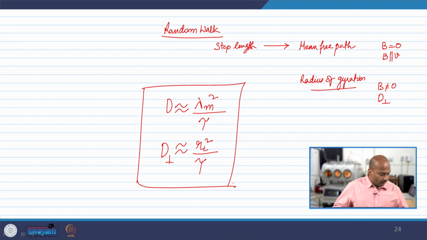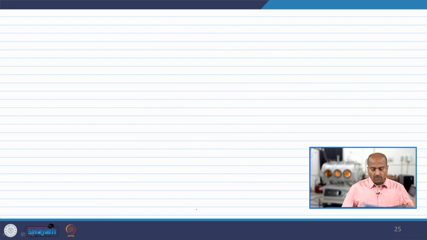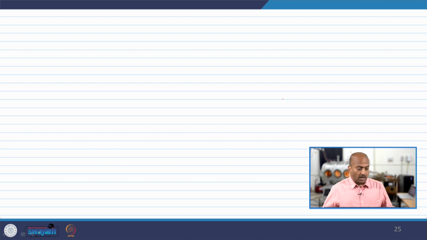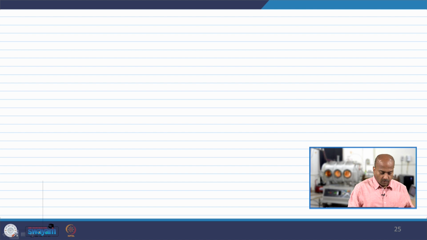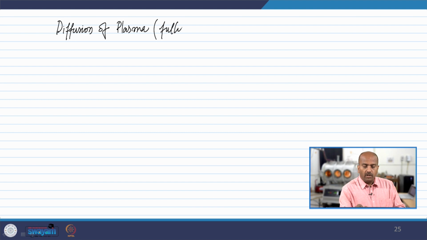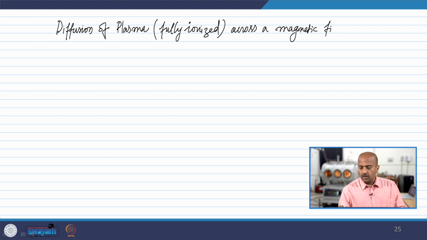Right. Now, moving on, we will try to understand how the diffusion process can be seen for a strongly ionized plasma or fully ionized plasma. So, this discussion is actually the next topic, which is diffusion of plasma, of course plasma, but fully ionized, across a magnetic field.